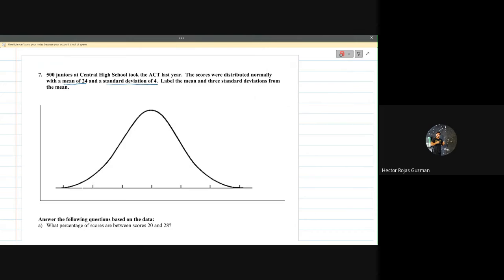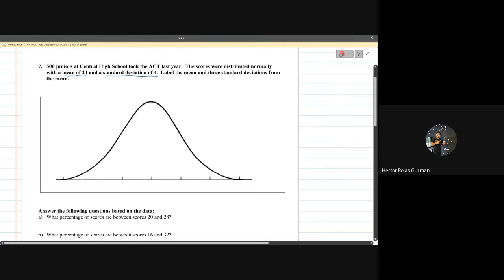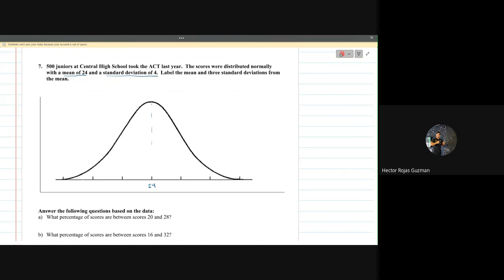We're going to label the mean and 3 standard deviations from the mean. So if the mean is 24, that's going to go right in the middle. And because the standard deviation is 4, just take the 24 and add 4 to it, giving us 28. Add 4 more, 32. And they want us to label 3 standard deviations, so we go one more to the right, and that's going to be 36. Now, as we move to the left, we subtract the standard deviation. So 20, 16, and 12.